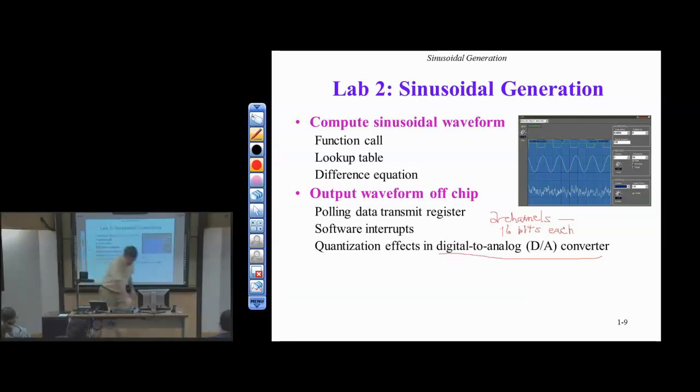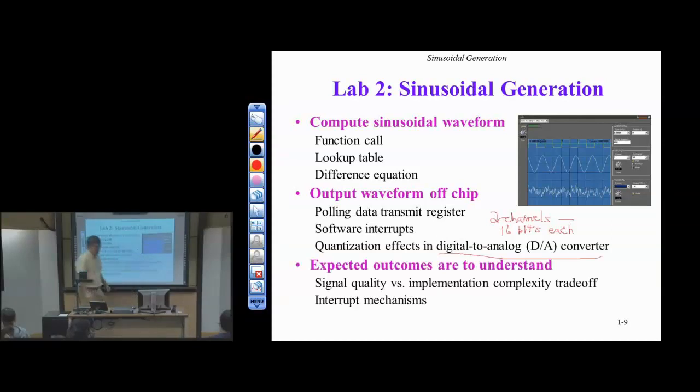So, expected outcomes for the lab. This is our first good exercise in signal quality versus implementation complexity trade-off. We're also going to explore interrupt mechanisms. Now, from the lab manual by Welch, Wright, and Morrow, all the interrupt handling is defined for you. So it's a matter of plugging in your C code to define the interrupt handling function. But all the details of configuration are done for you in the C code from the lab manual.